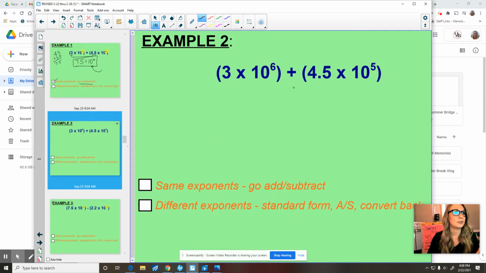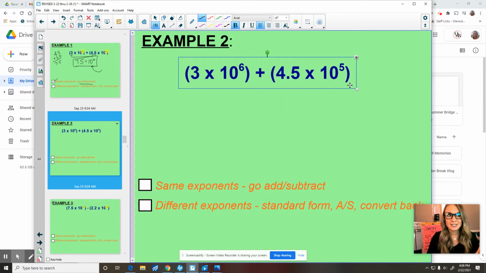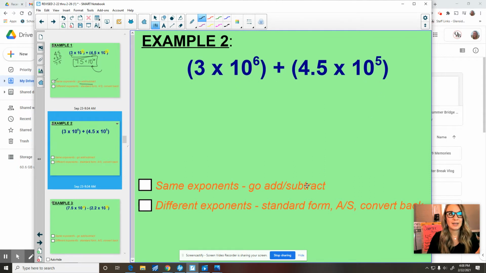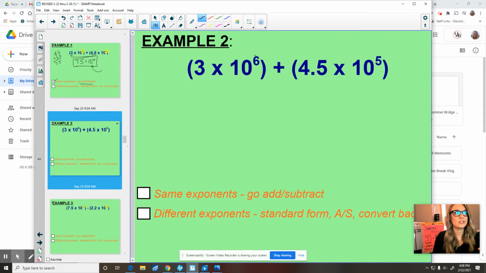Okay, example 2 here. Looks very similar, but when you're examining those exponents, you see that you have a 6 and you have a 5. That tells you that you need to really quick convert it to standard form, add them, and then convert back to scientific, which is why we spend so much time converting between scientific and standard.